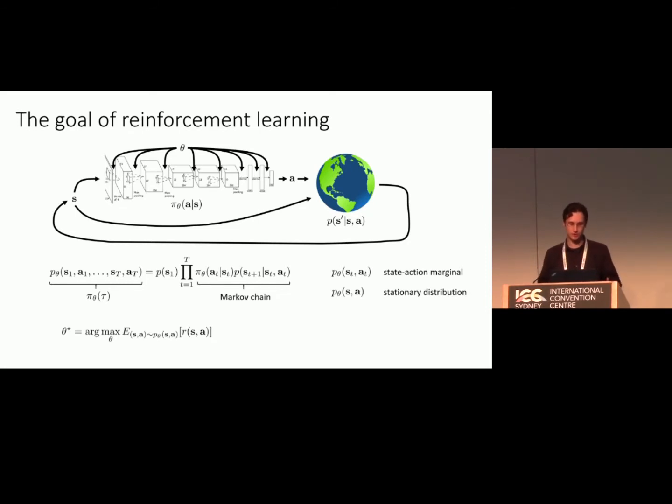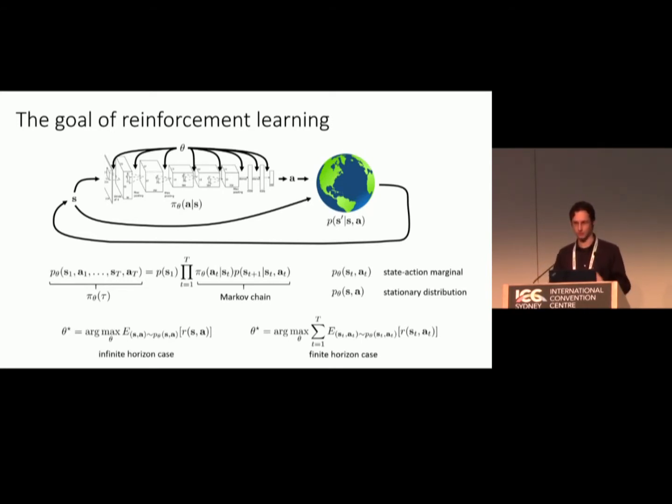So in the infinite horizon case, the goal of reinforcement learning is to maximize the expectation of the reward under the stationary distribution with respect to the policy parameters. And in the finite horizon case, the goal is to maximize the sum of expected rewards under the state action marginals. So this is the finite horizon case. In both cases, what you're doing is maximizing the expected total reward of your policy. That's the objective that we're trying to solve when we do reinforcement learning, and there are many different ways to go about trying to attack this problem.